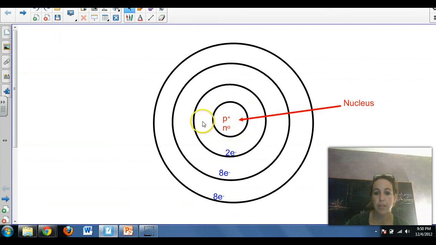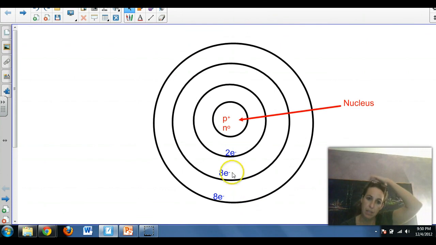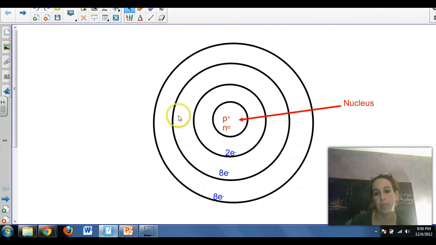Then you draw another circle, depending on how many electrons there are. You draw another circle that has 2 electrons. Then a third circle that has 8, and then your last circle that has 8. Remember that 2 is how many the first one can hold, then 8, and then 8. So draw this atom in your notes so that you know what the basic structure of an atom looks like.